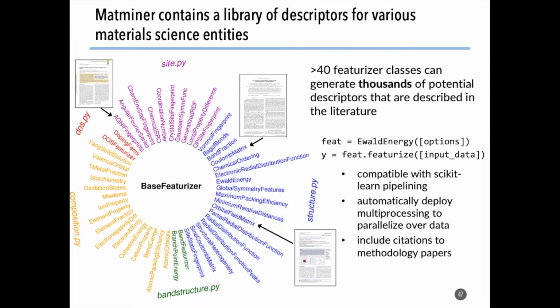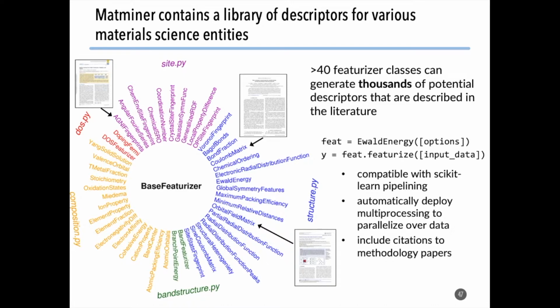And what we've done is we've actually written over 50 now, I think, featurization classes that can generate thousands of potential descriptors based on material science quantities. So for example, if you have a crystal structure, one of the techniques that's been developed in the field is called an orbital field matrix, which will turn this into basically a vector of numbers. And there's an entire paper dedicated to describing this technique.